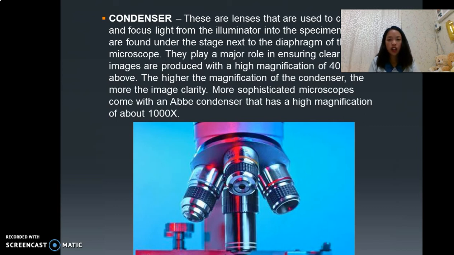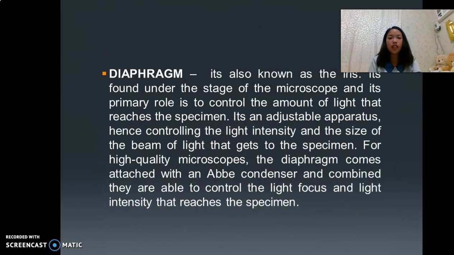Sa condenser, wait lang. I-next mo natin yung diaphragm. Next, diaphragm. It's also known as the iris. It's found under the stage of the microscope and its primary role is to control the amount of light that reaches the specimen. It's an adjustable apparatus, hence controlling the light intensity and the size of the beam of light that gets to the specimen. For high-quality microscopes, the diaphragm comes attached with an Abbe condenser and combined they are able to control the light focus and light intensity that reaches the specimen.